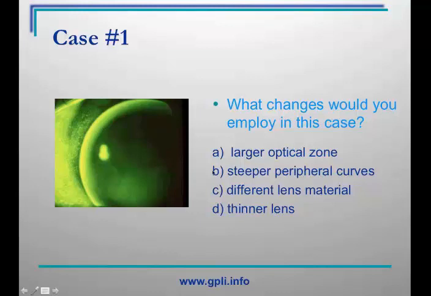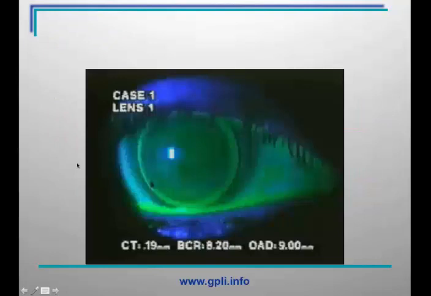And also, you can, in fact, steepen the peripheral curve, which is B, to bring that edge closer to the eye, and again, help with that lid being able to raise that lens up. If you have a lens that decenters inferiorly, it compromises the blink, and as you can tell, a compromised blink will dry out the peripheral cornea, as you see here.